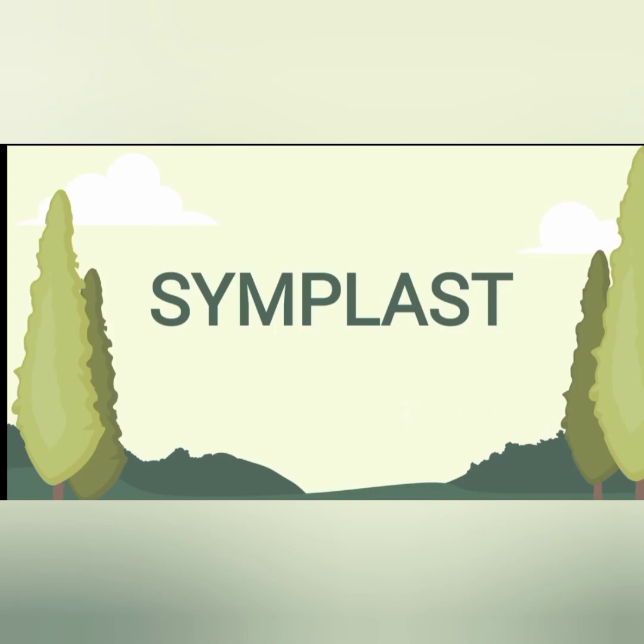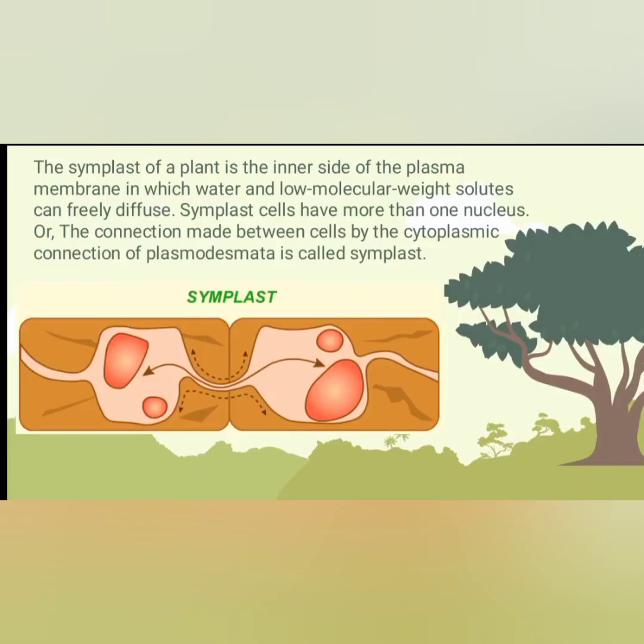Symplast. The symplast of a plant is the inner side of the plasma membrane in which water and low molecular weight solutes can freely diffuse. Symplast cells have more than one nucleus, or the connection made between cells by the cytoplasmic connection of plasmodesmata is called symplast.